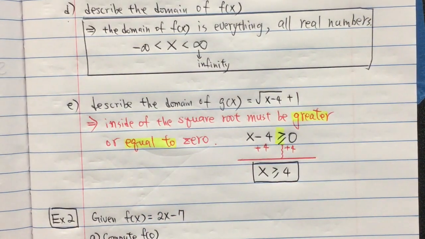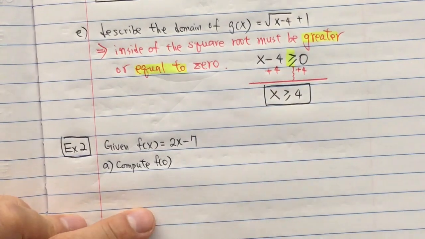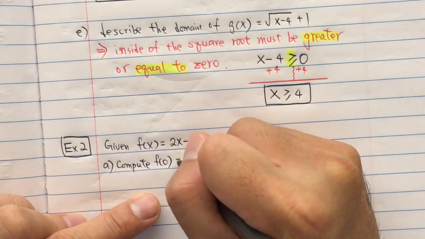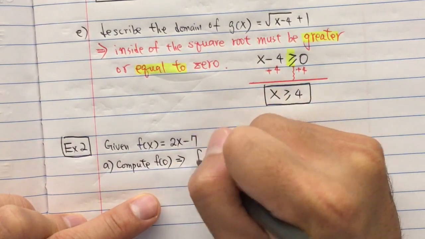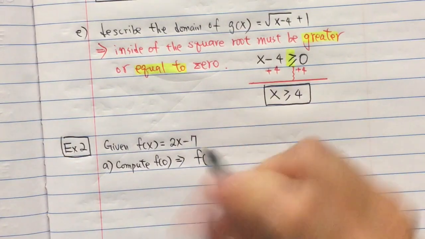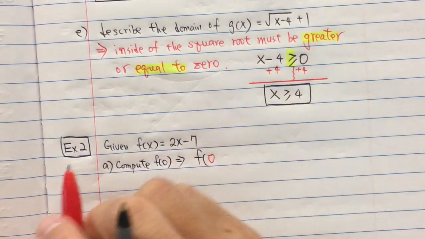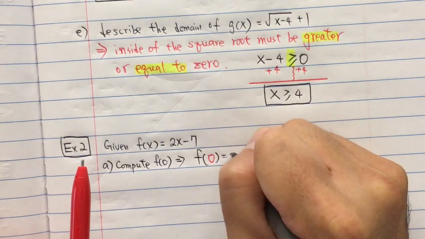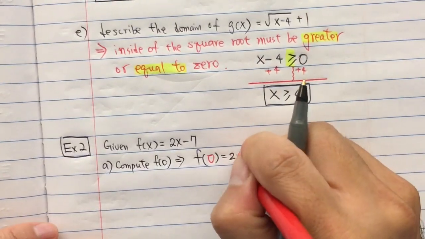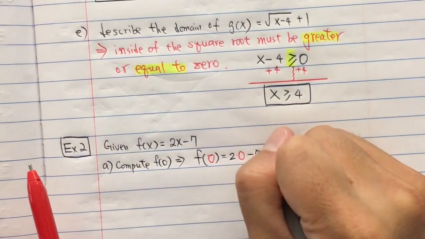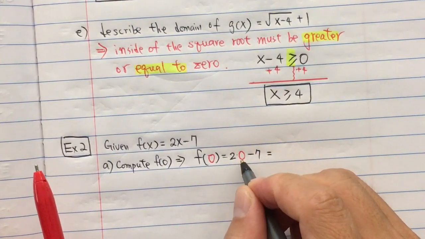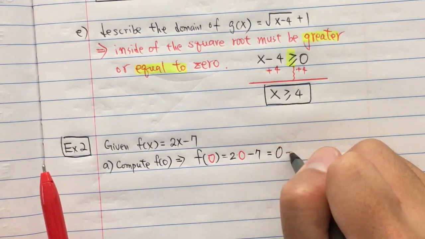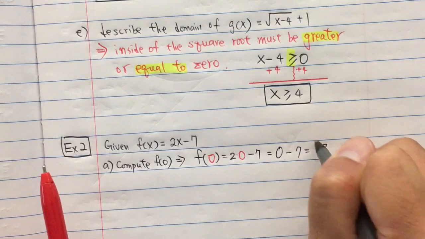So what's f of 0? That means now we need to replace x with 0. And here x is 0. So 2 times 0 equals 2 or 0? 0. So 0 minus 7 equals negative 7.